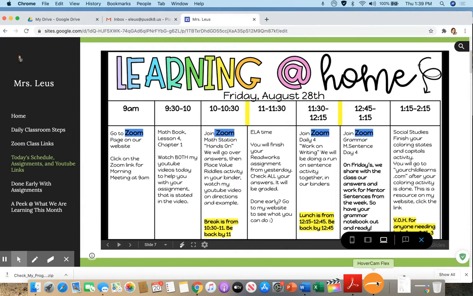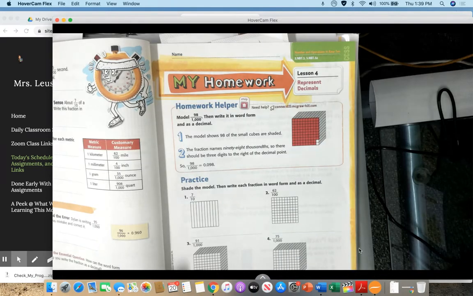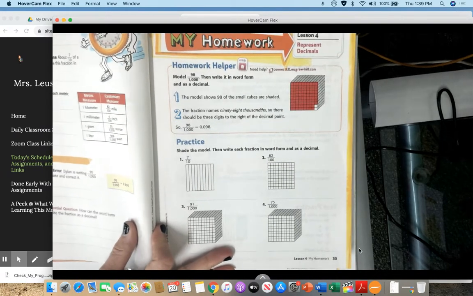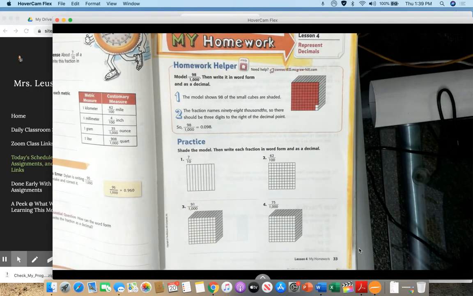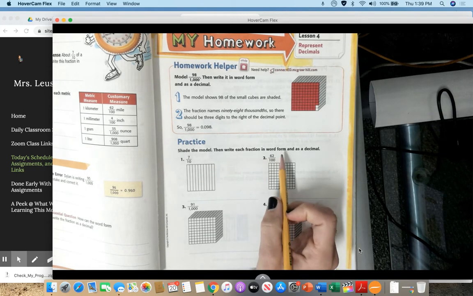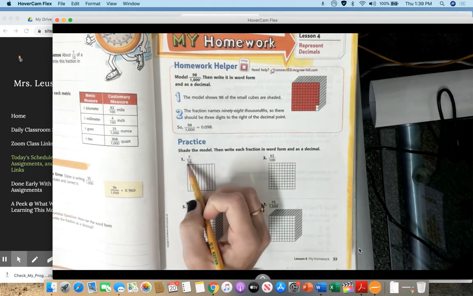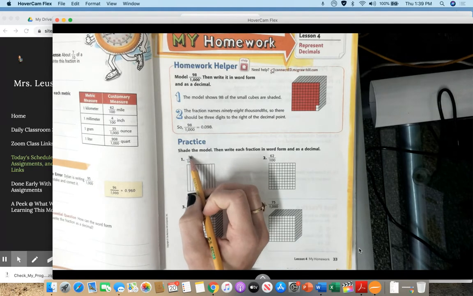For today, you're doing lesson 4, chapter 1. So lesson 4, chapter 1 starts on page 33. I'm going to go ahead and do a couple examples and then tell you what your assignment is today. All right. So they want us to shade the models and then write each one in a fraction in word form as a decimal. Okay, so how do you read this fraction out loud? How do you say this fraction?